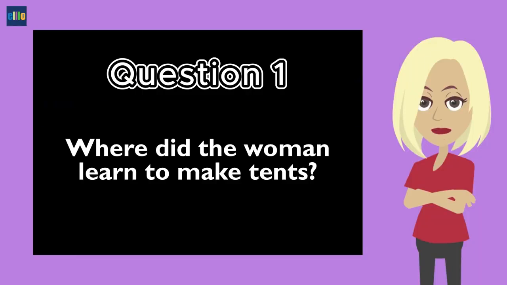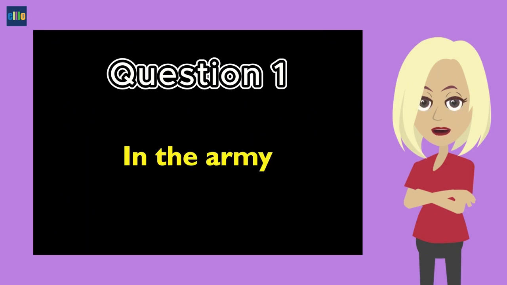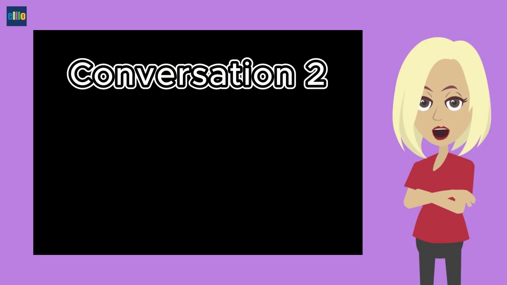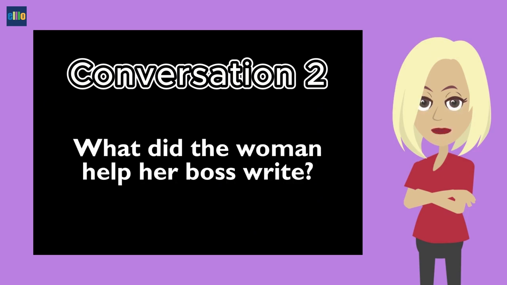Question 1. Where did the woman learn to make tents? The answer is in the army. Conversation 2. A woman talks to a man about her job. What did the woman help her boss write?